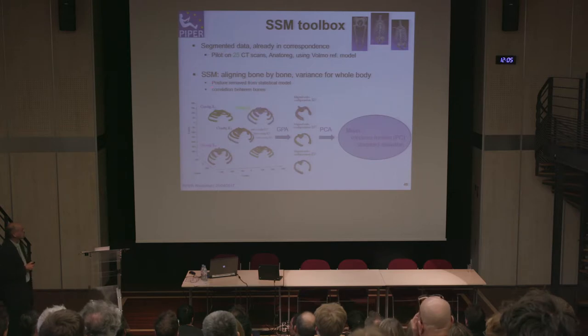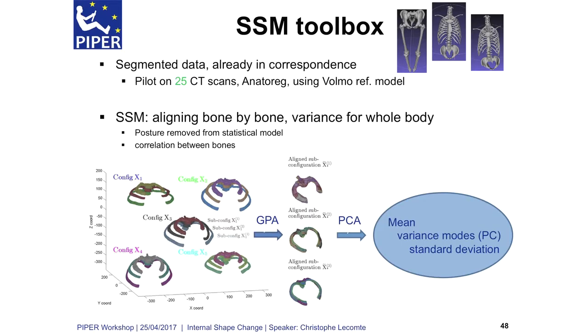So now, how does it work in practice? I'm going to go relatively quickly, but just to give you an idea of maybe the novelty of what we have done and will be delivered. When we build the statistical shape model, we align the bones of the skeletons, and we do this bone by bone, or by groups of bones.